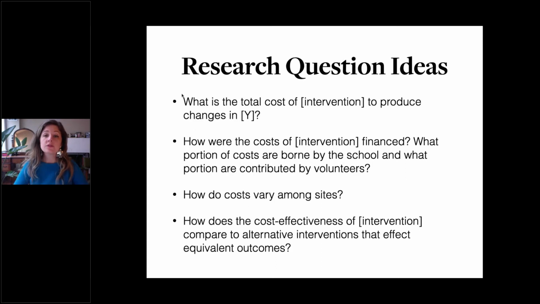Okay, so here's just a few research questions, ideas to help you get started. This does not need to be complicated. It's not meant to be complicated. In fact, the method is really meant to be as simple as possible. Now, just like you would try to have a pretty simple, straightforward question on your effects, you want something similar for the cost. What's the total cost of some intervention to produce this outcome or to produce changes in Y? It's also important, as we've already covered, to talk about how those costs were financed.